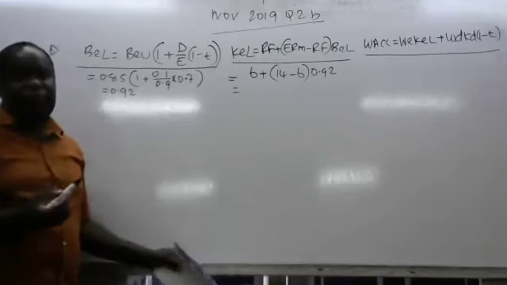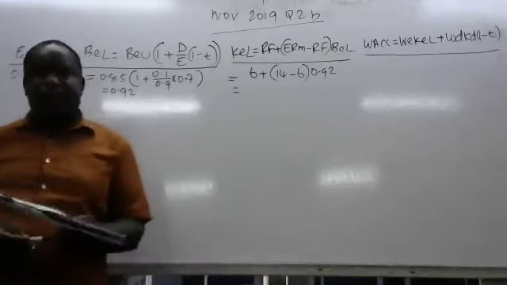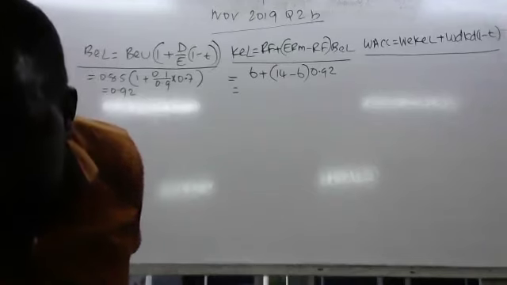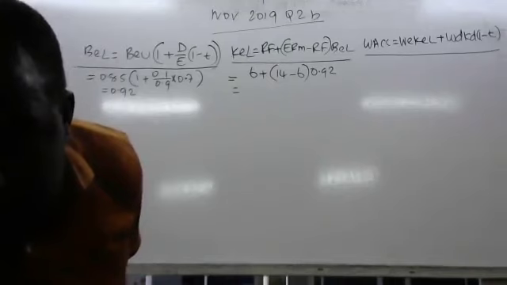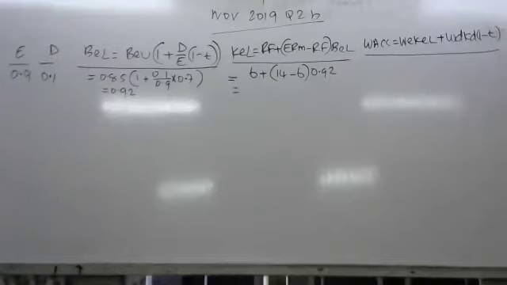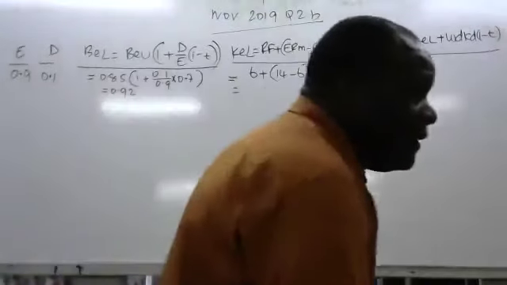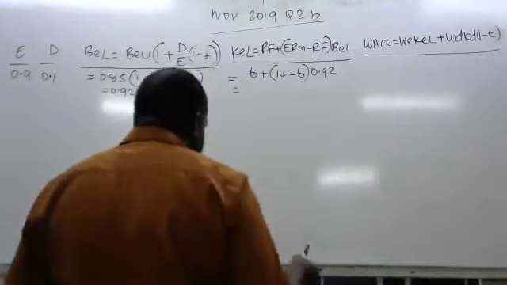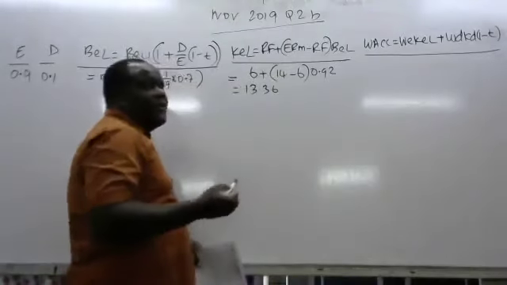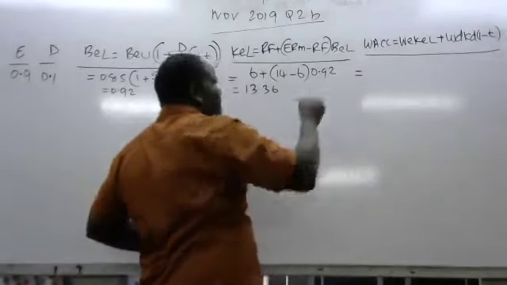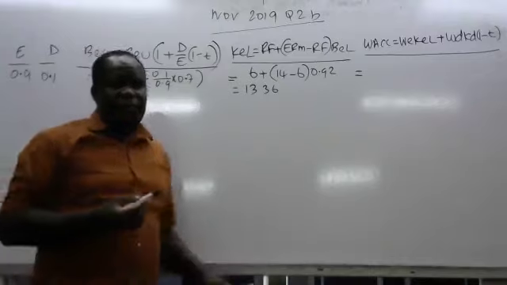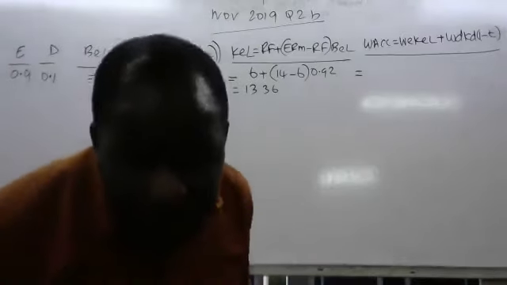Also round it off into 2 decimal places. So when we do that, it will give us which figure? 13.36. So now after that, we come to this point to compute the WACC.